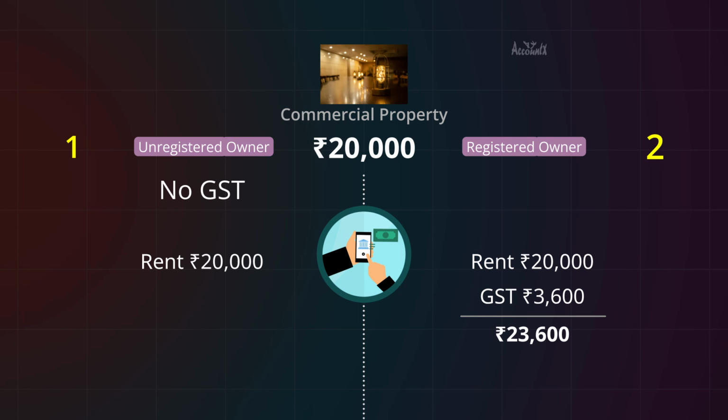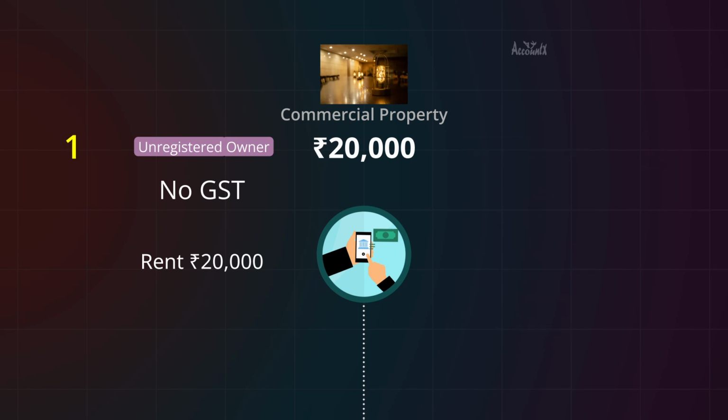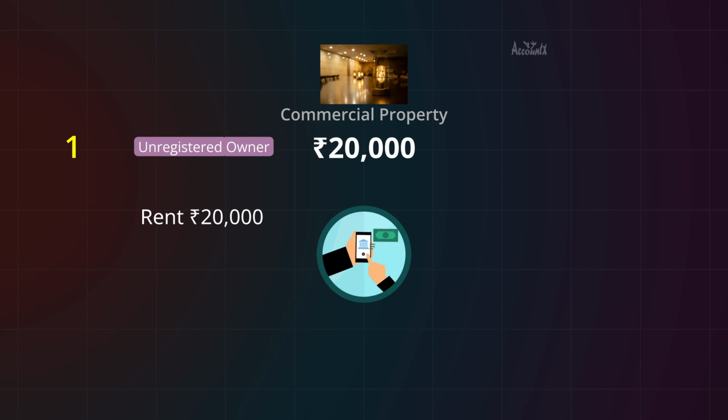To have a better understanding of the change, let's consider the same example. But here, situation 2 is irrelevant because there is no change. So coming to situation 1, that is when the property owner is unregistered, now total payments that you have to make would be rent per month 20k to the property owner plus GST 3.6k to the government, and you can avail input tax credit of this 3.6K.